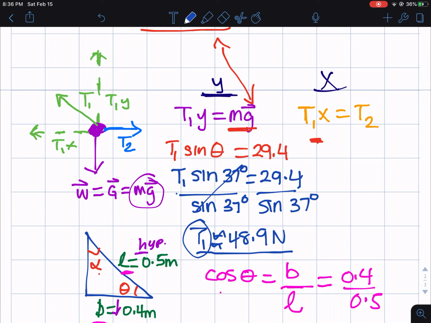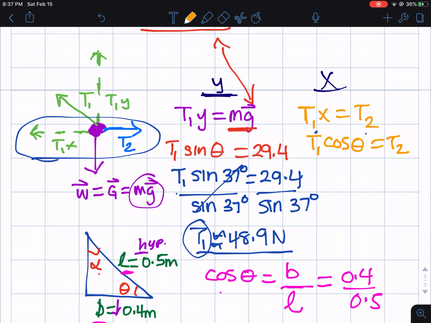so after you find your T1, you'll be able to find your T2, right? Because we determined from our free body diagram that T1x equals T2. So you want to go ahead and expand your T1x to be T1 cosine of theta equals T2. Okay? So remember, sine goes with y and cosine goes with x. And this is the reason why I'm using theta instead of alpha. If you were using alpha, you would have to switch those two things. So if you want to just keep your life simple, you can use theta.